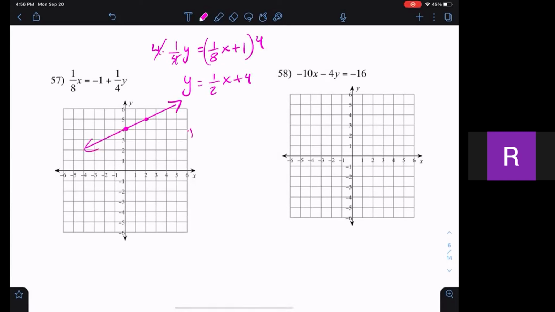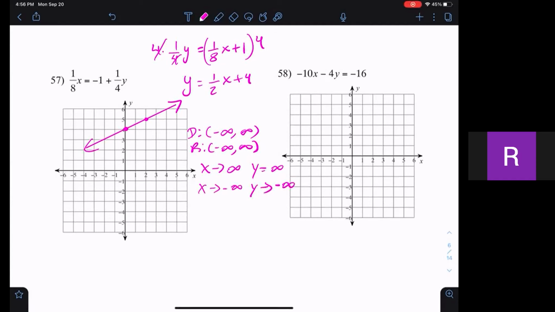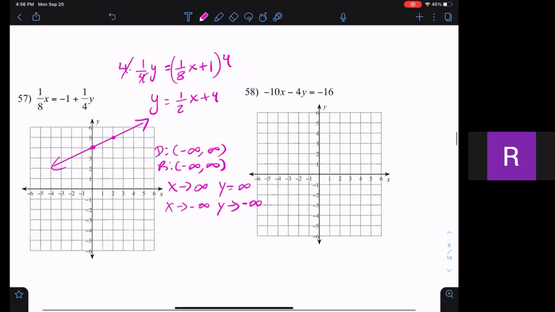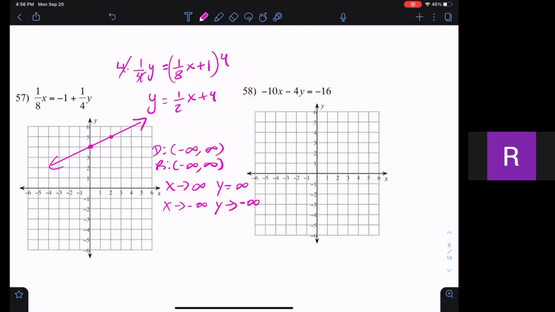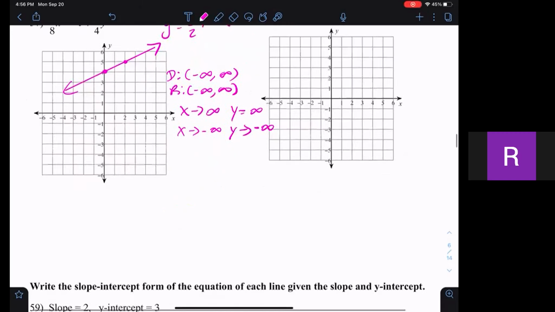If they're asking you for the domain, it's all real numbers. The range is the same thing. The end behavior: as x approaches infinity, y approaches infinity. As x approaches negative infinity, y approaches negative infinity, right? You should know that. Here you can do the method that I did before, the x-intercept method, or you can do, well, let's see, you can do that by yourself. Okay, I know you can do it.